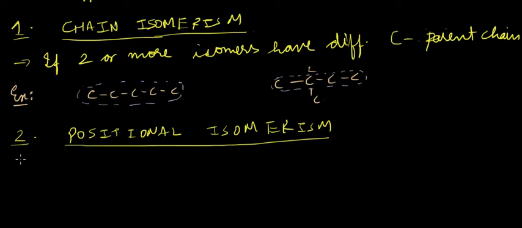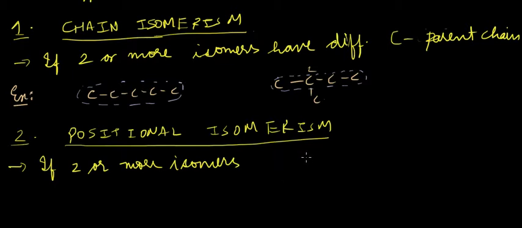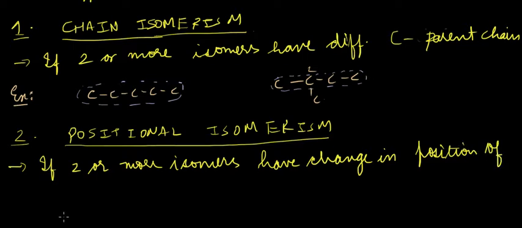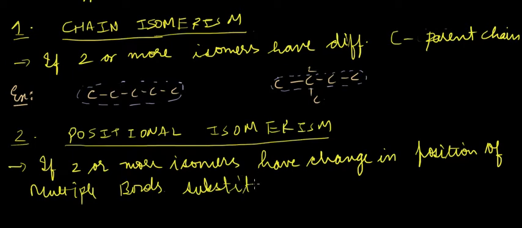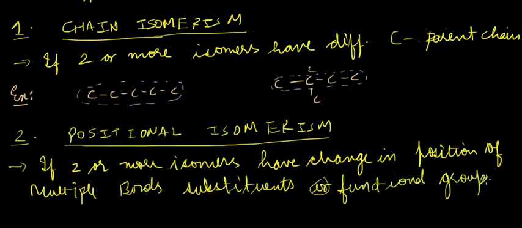If two or more isomers have a change in position of a multiple bond, substituents or functional groups, etc., then they are known as positional isomers, but provided that the parent carbon chain remains the same.